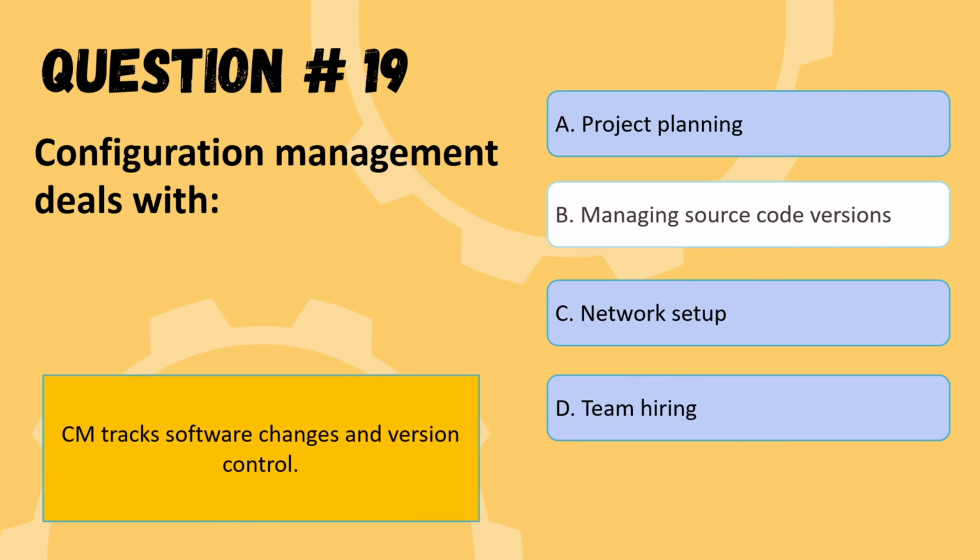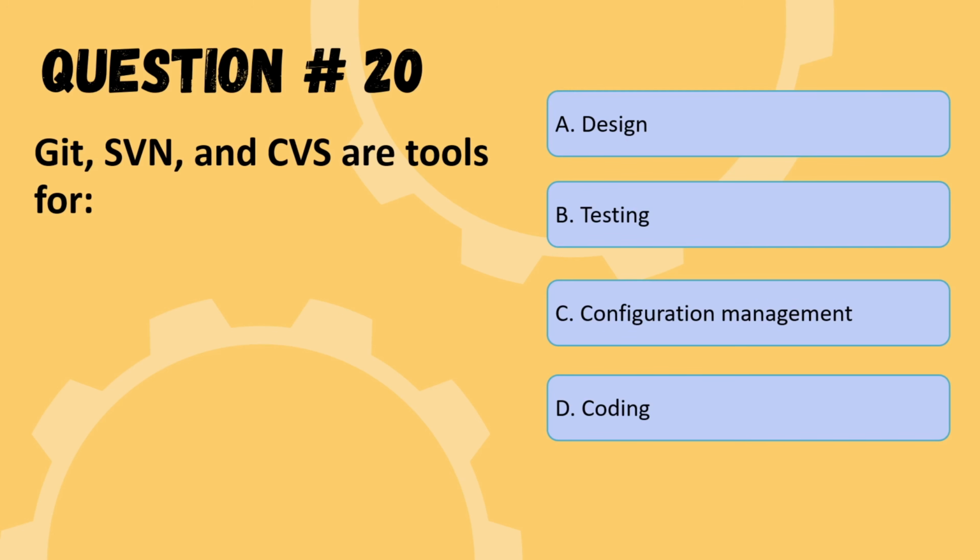So we are moving to the next question. Next question is, Git, SVN and CVS are tools for design, testing, configuration management, or coding. So the correct option is configuration management.